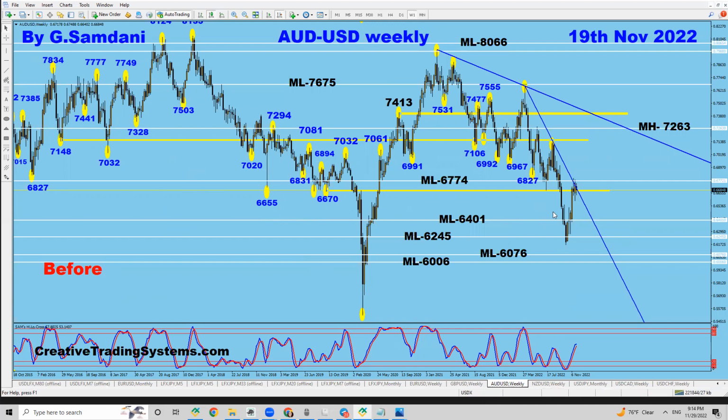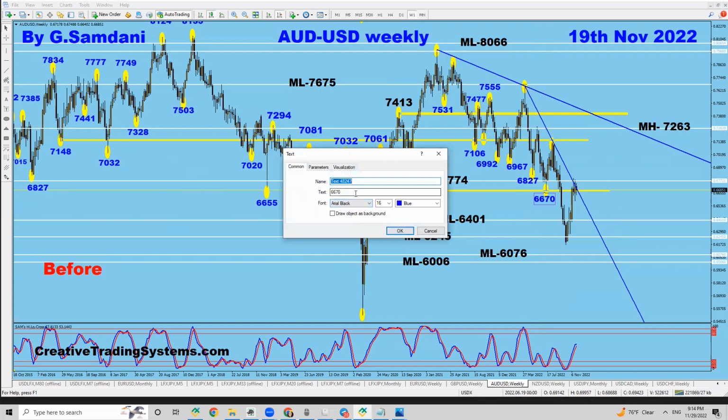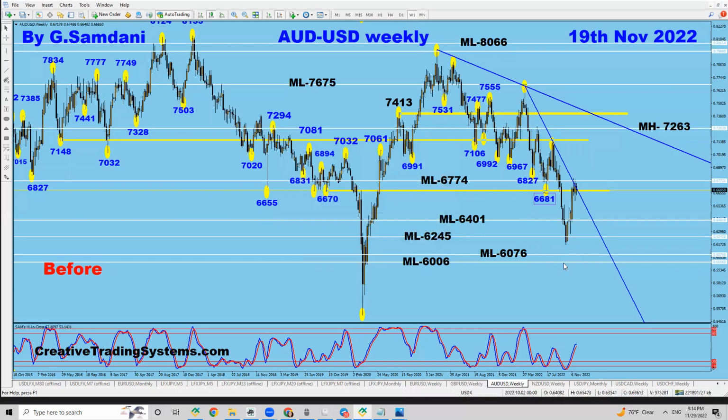Okay, so make sure that there is another number here. This one is interesting, 66.81. I'm gonna mark that. All we need is to go below 66.81, and then we are good to go to the downside. But like I said, I will not short anything unless I have my setup, my 20-minute setup. Okay, I have to have that.